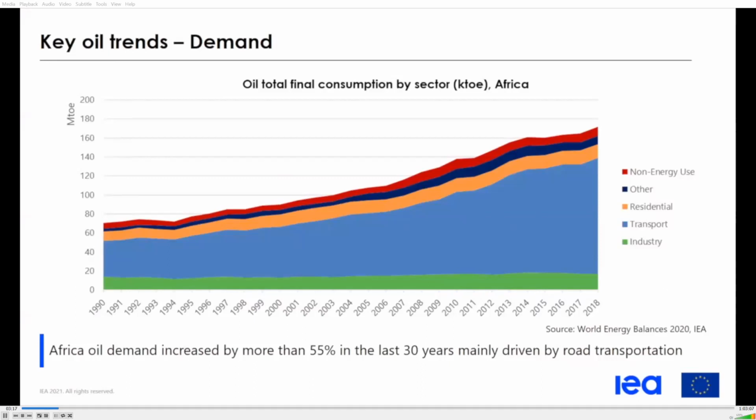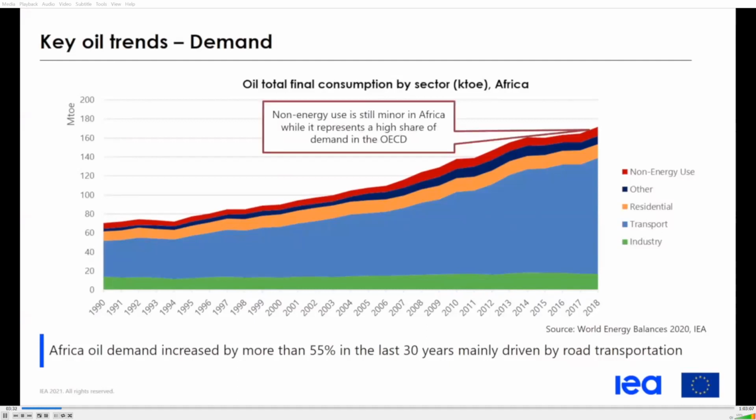Do not forget that transport might be the biggest one, but we have all of those sectors that grew also in terms of demand, such as industries in a lesser way, residential, and non-energy use, which is still minor in Africa, while it represents a high share of demand now in OECD countries.